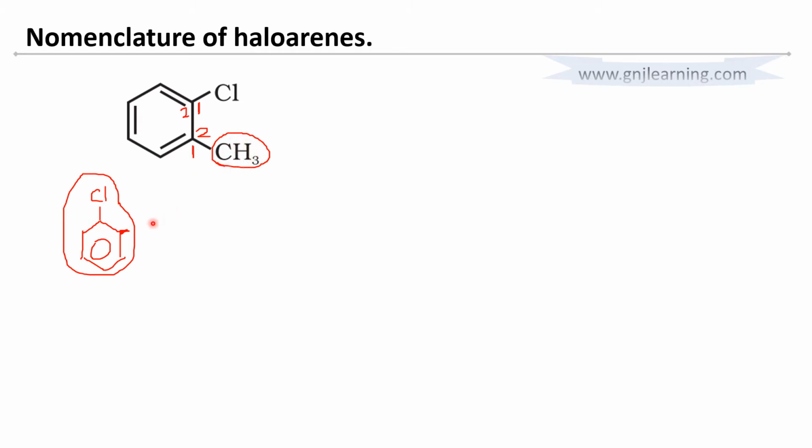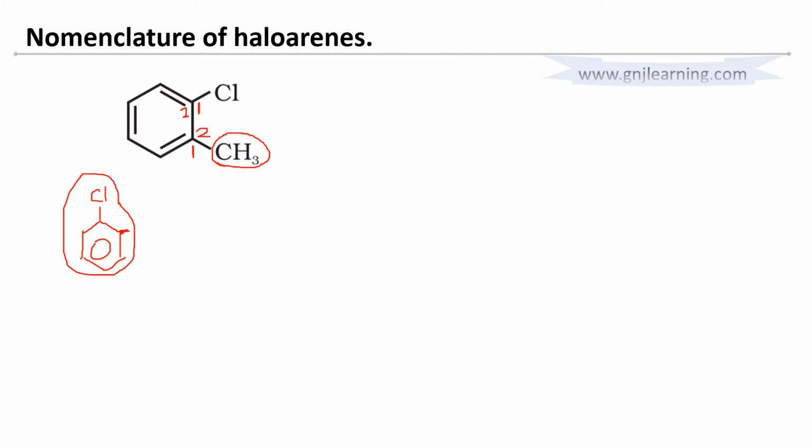But if there is a substitution, then automatically it is not just 1-chloro, then this substitute is called 2-methyl. So there are two substitutions, 2-methyl and 1-chloro. Which will come earlier? Chlorine, because it's first in the alphabet. So it will be 1-chloro-2-methyl-benzene.